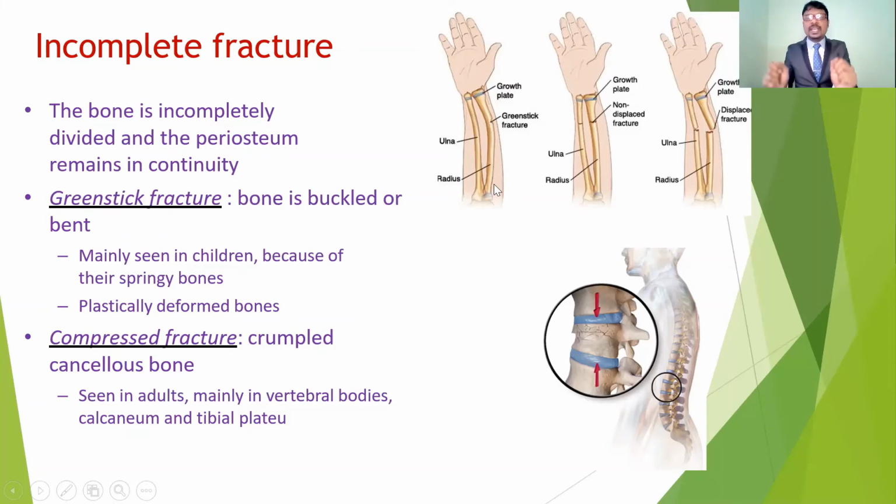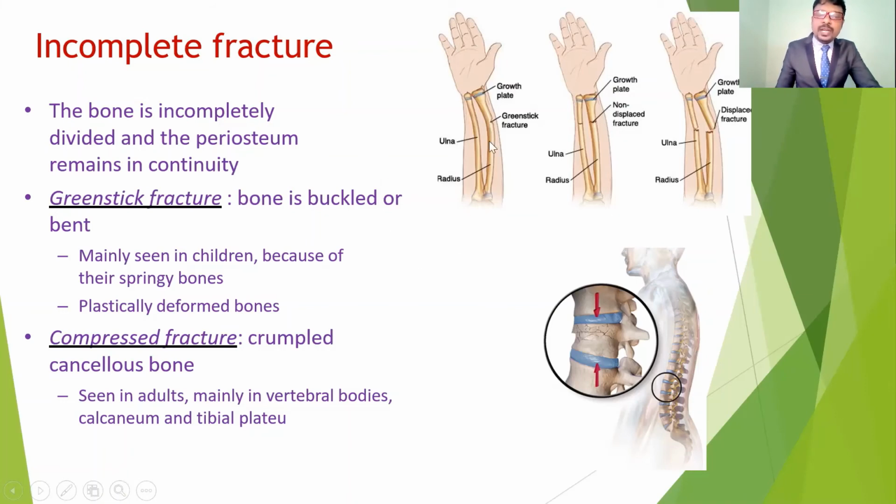How can a green stick not break, right? To some extent we can bend it completely, but there is no break. If it continues, the bone may break. This type of fracture is commonly seen in children, and in their springy bones.